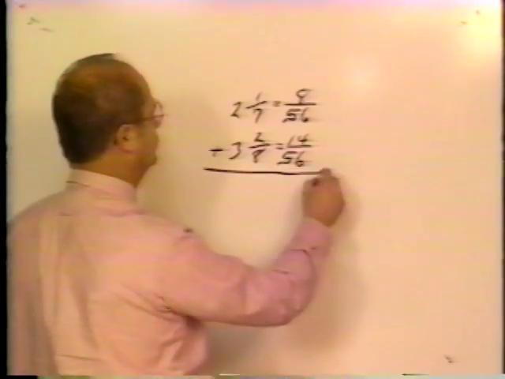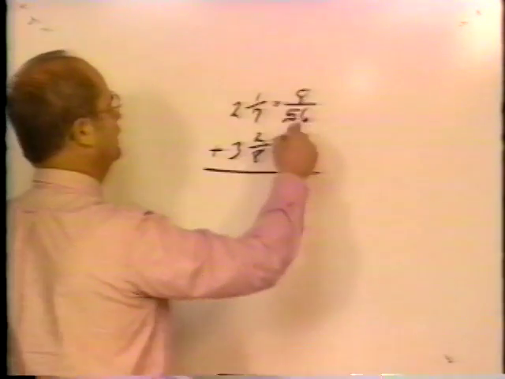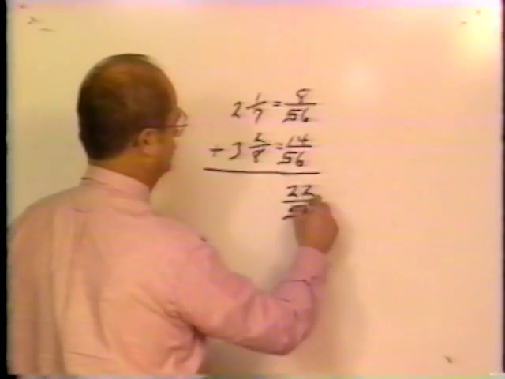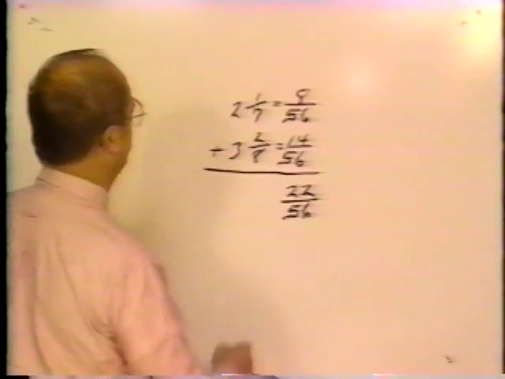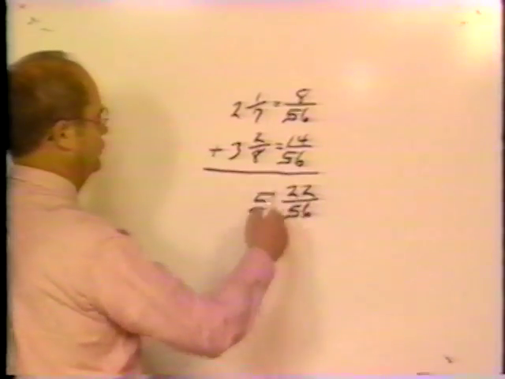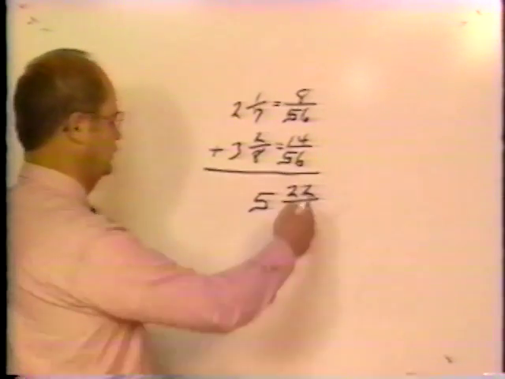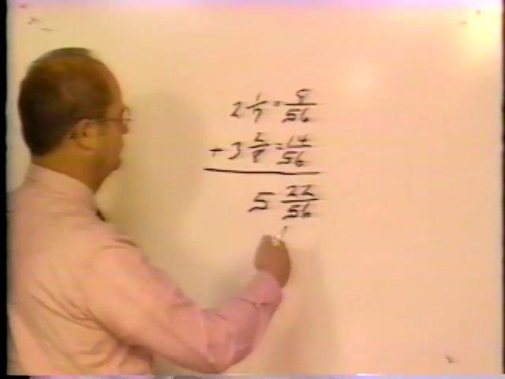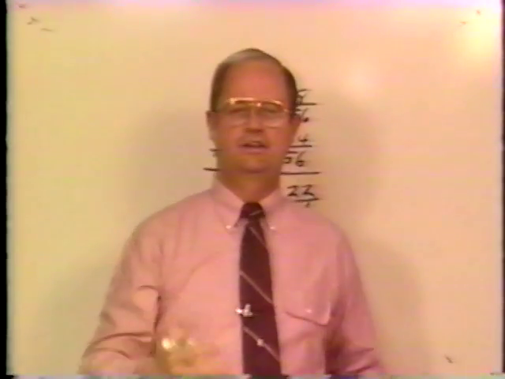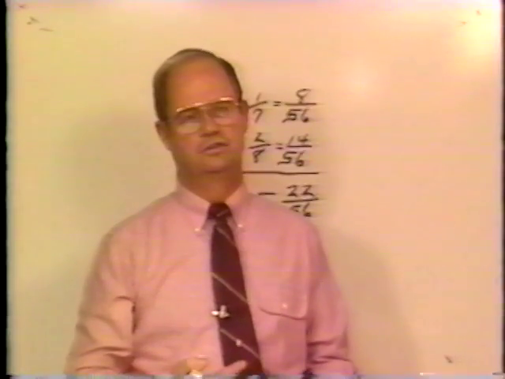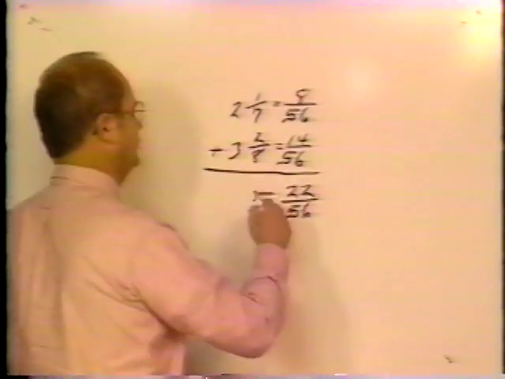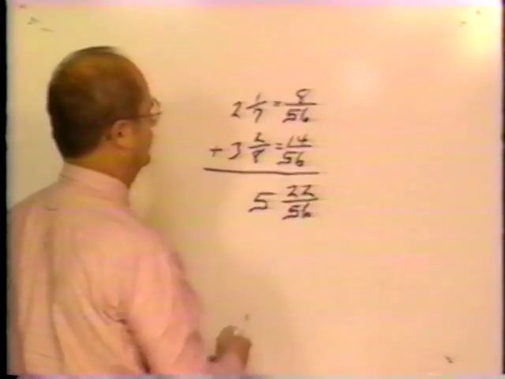Now, what I can do is add together the numerators. Now, that would give me 22 over 56. Now, I can add together the whole numbers. I would have 5 and 22 over 56. Now, this is improper. It can be reduced. To figure out what number to divide into it, just start out and say to yourself 2, 3, 5, 7, and so on, until you come up with a number that both sides are divisible by.